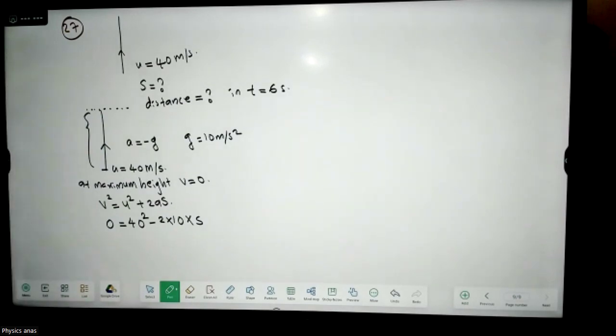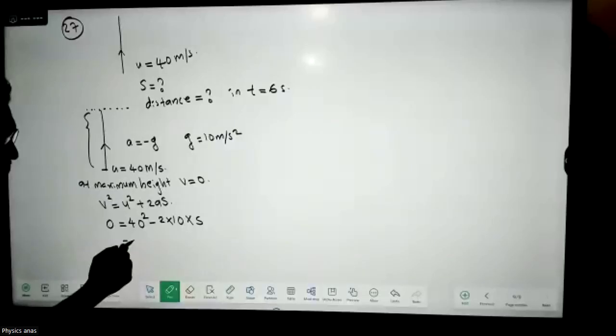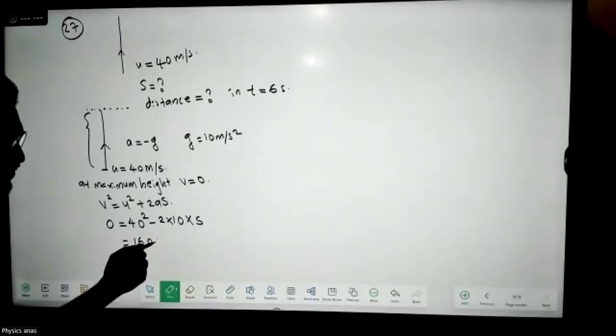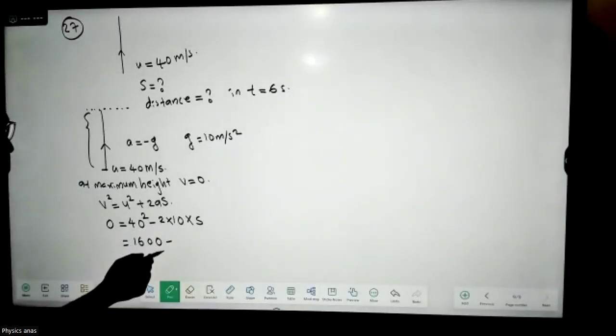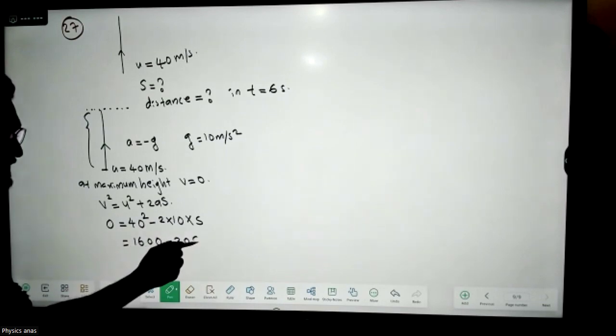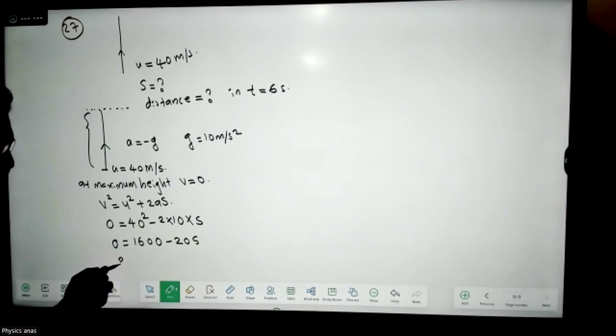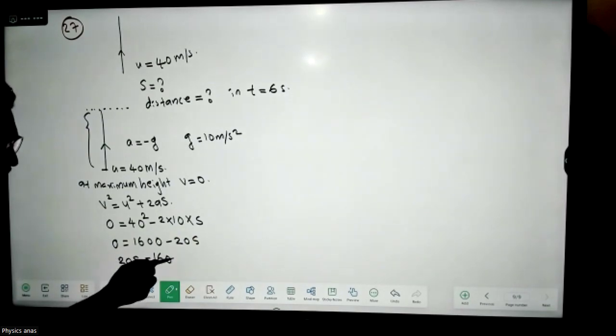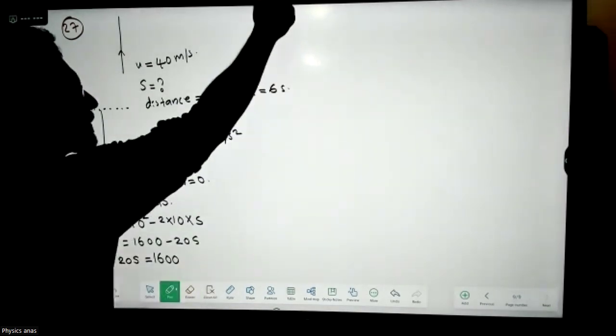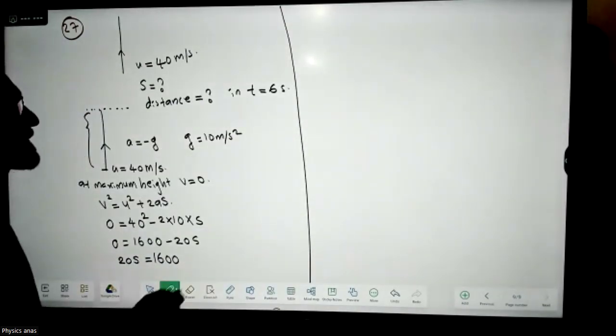What is s then? This is 40 square. 4 into 4, that's 16. You give 2 zeros. Minus 2 into 10, that will be 20, 20 into s. That's 0. Then you can bring this minus 20 to the other side. You will get plus 20s. So plus 20s is 1600. Right? So what is the value of s?